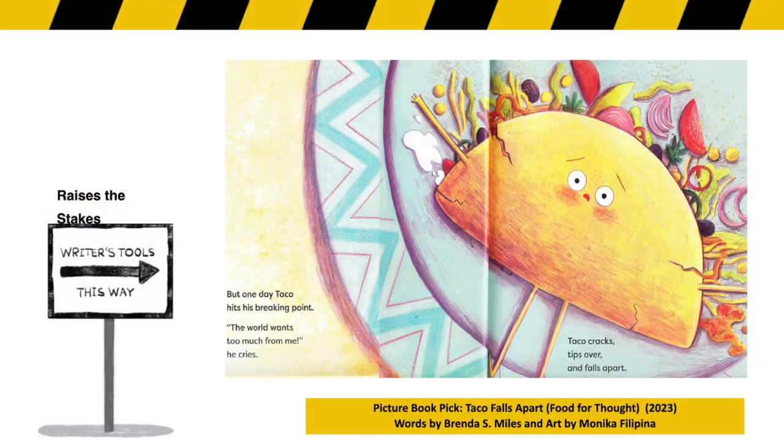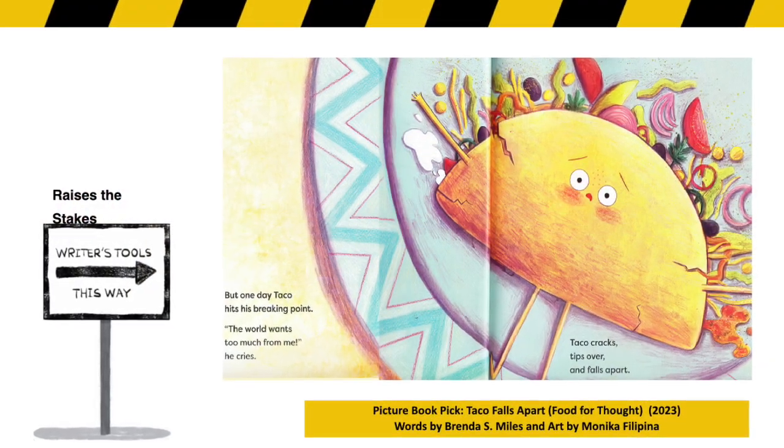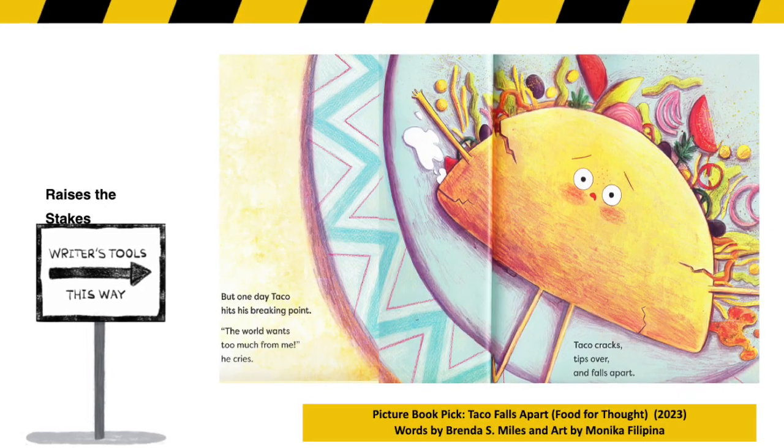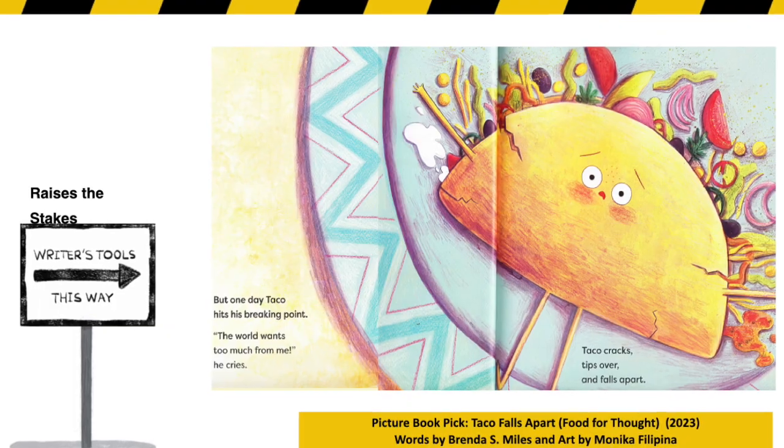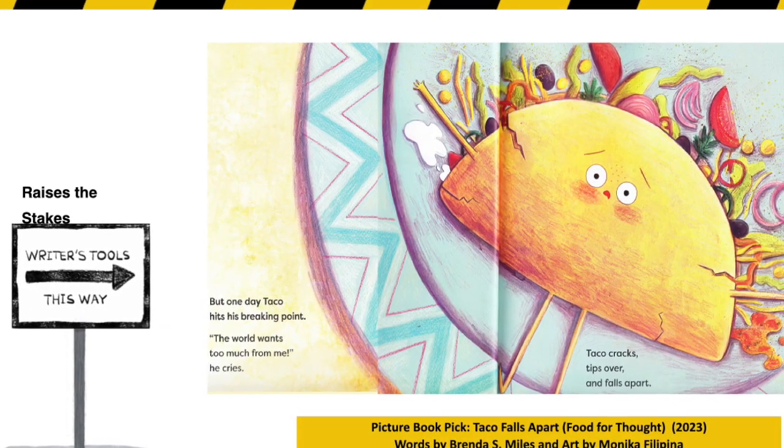Read from the text. But one day, Taco hits his breaking point. "The world wants too much from me," he cries. Taco cracks, tips over, and falls apart. Poor Taco. What will he do now?